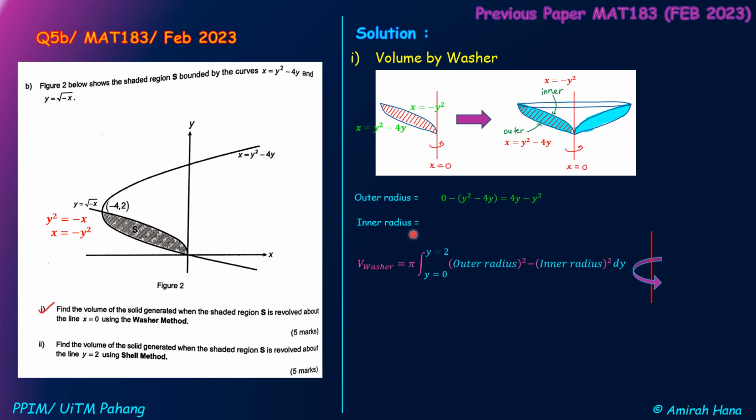And then untuk inner radius, axis of rotation kita 0. Okay, lepas tu minus kita punya inner curve. So we have apa? 0 minus negative y squared. So dapatlah positive y squared. Okay. So this is our outer radius. This is our inner radius. Right?